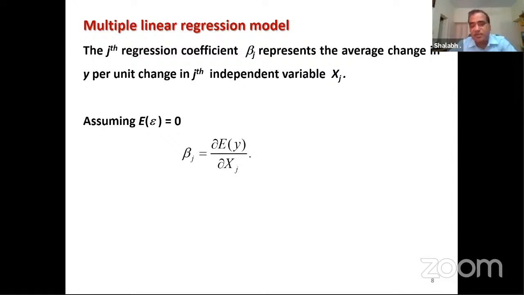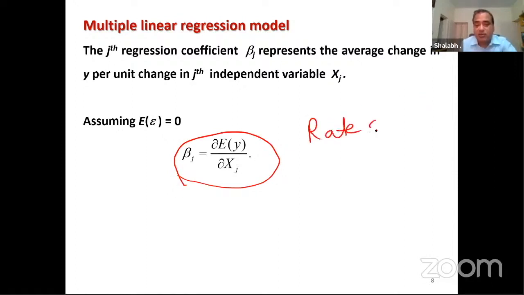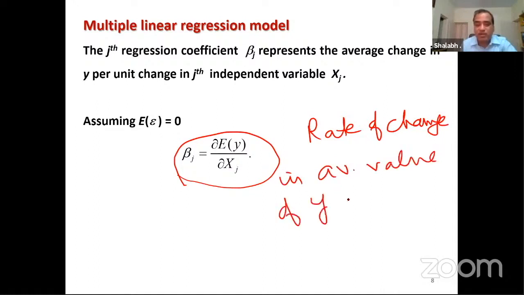And if you assume that the expected value of epsilon is 0, then as I said, beta j is equal to the partial derivative of the expected value of y with respect to xj. That means what is the interpretation? This is the rate of change in average value of y with respect to xj. That means if you make a one unit change in the value of the jth independent variable, then the average value of y will change. Remember, all the interpretations are with respect to only the average value.